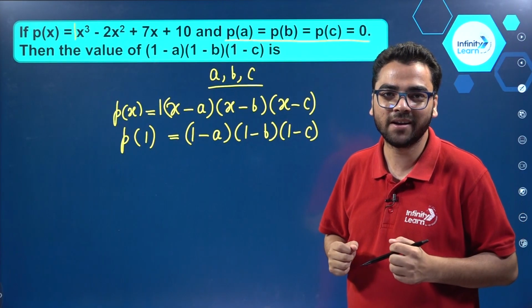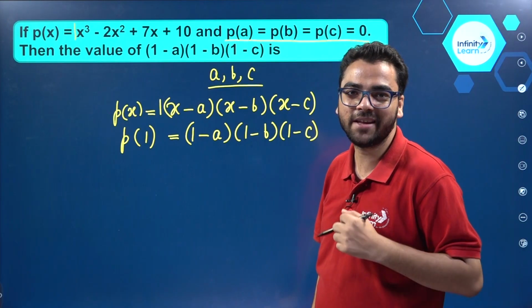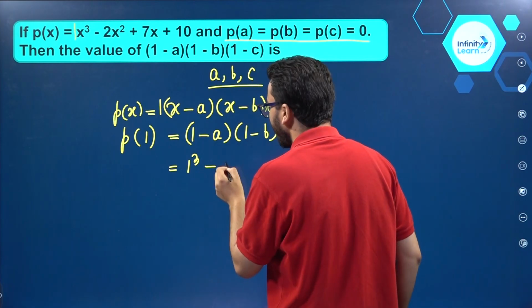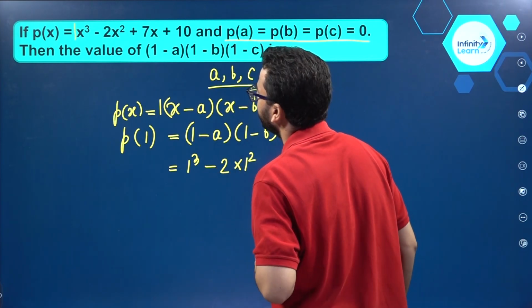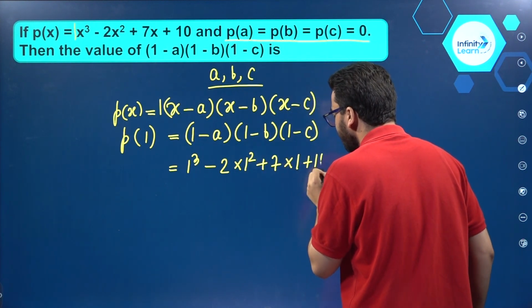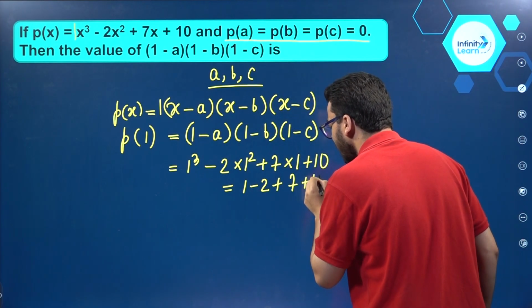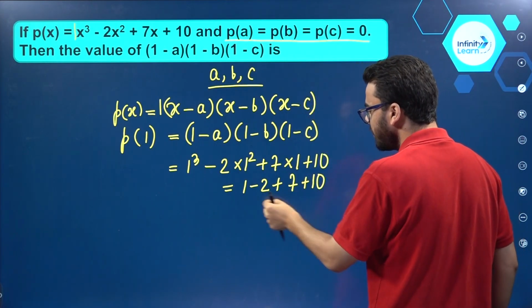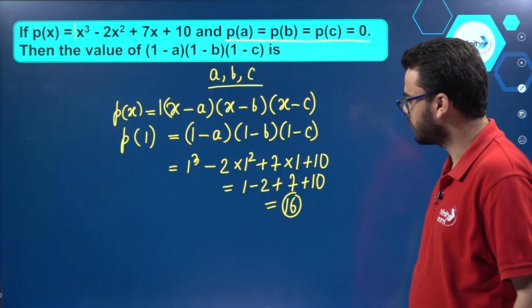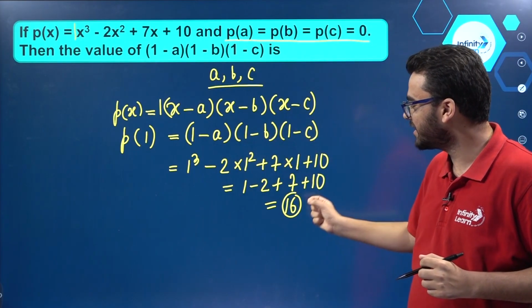How will you find P(1)? We already have got the polynomial, so I can put x = 1 over there and that will be the answer. So let's put x = 1. So that is 1 cube minus 2 into 1 square plus 7 into 1 plus 10. If you simplify this, it is 1 minus 2 plus 7 plus 10, and that is going to be basically 17 plus 1, 18 minus 2, 16 if you check it. So you can say that the value of (1 minus a)(1 minus b)(1 minus c) is equal to 16.